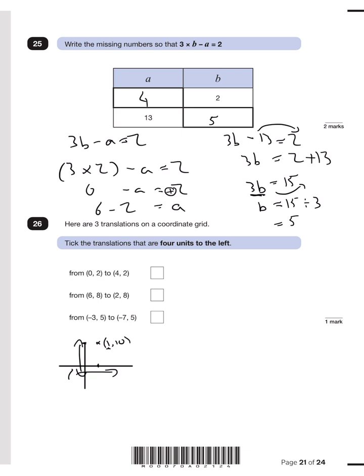To go left, we need to subtract. So we're subtracting 4. 0 minus 4 is negative 4. This is positive 4, so it's not this one. 6 minus 4 is 2, so this is one of them. And negative 3 minus 4 is negative 7, so we've got 2 here.